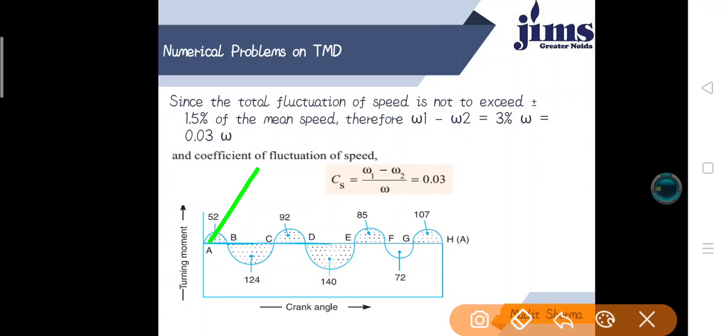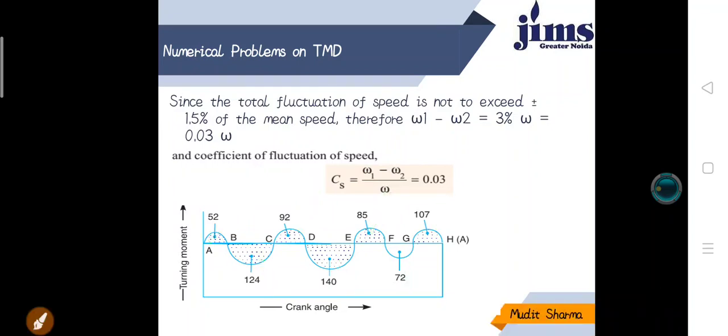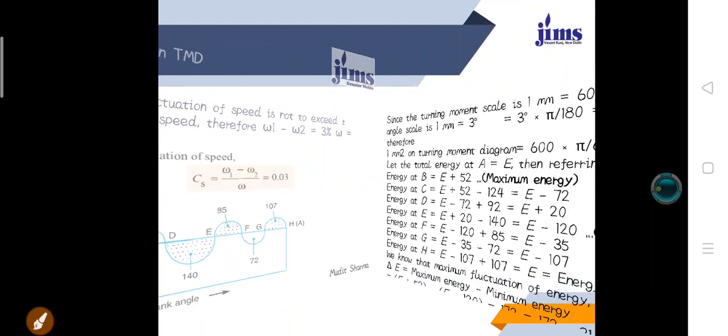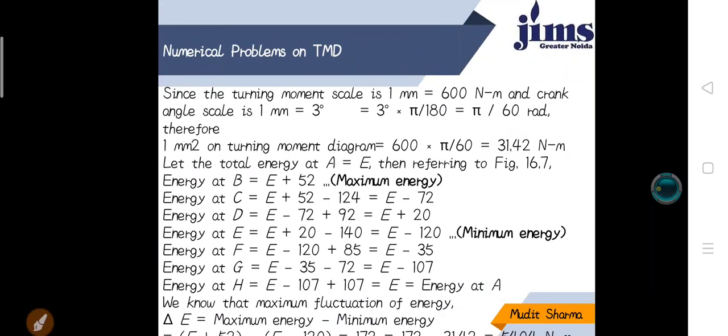52 is above, 124 below, 92 is above, 140 below, 85 is above, 72 is below, and 107 is above. Okay. The turning moment diagram is very important. The scale is 1 mm equals 600 Newton meter.